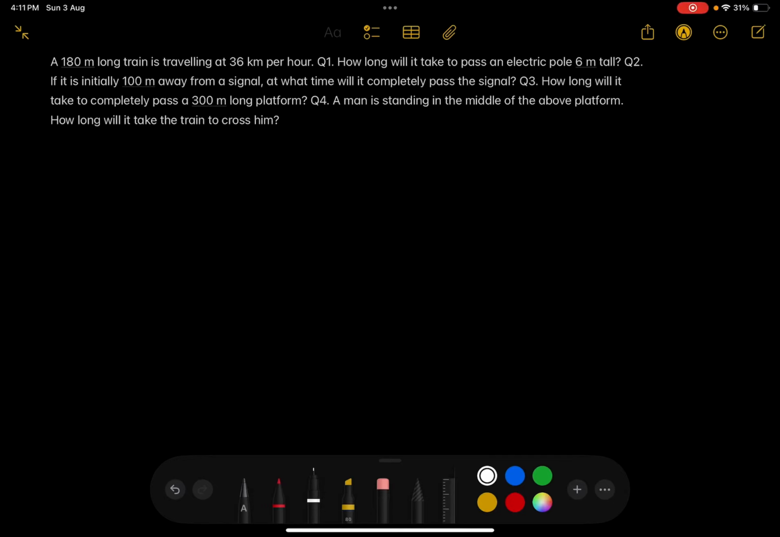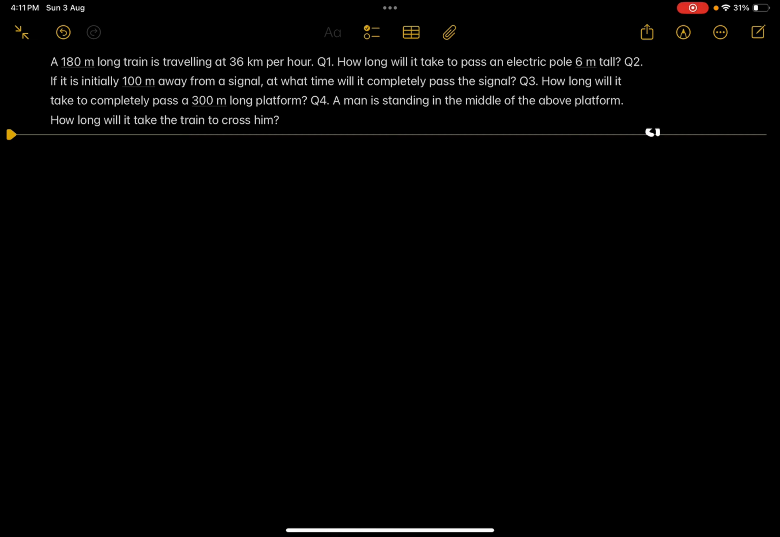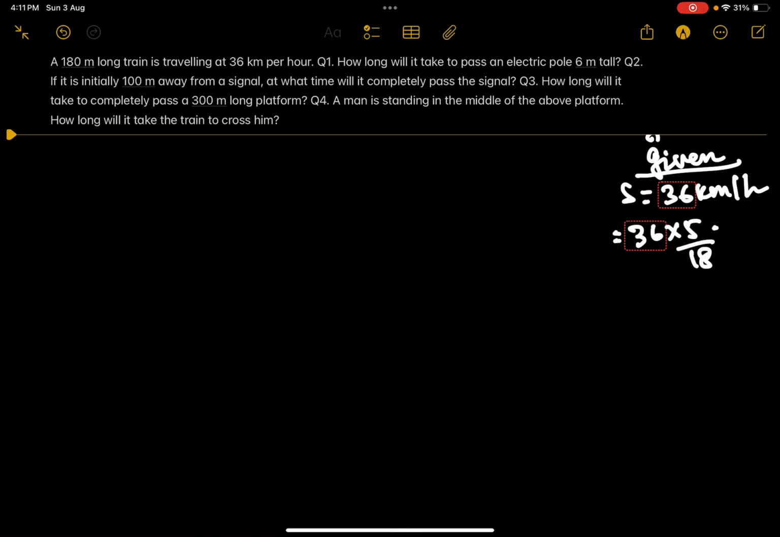So a 180 meter long train is traveling at 36 kilometers per hour. So this is just the given information. Speed is 36 kilometers per hour. Now everything is in terms of meters, so let's convert this into meters per second, which is 10 meters per second. How did we get this 5 by 18?